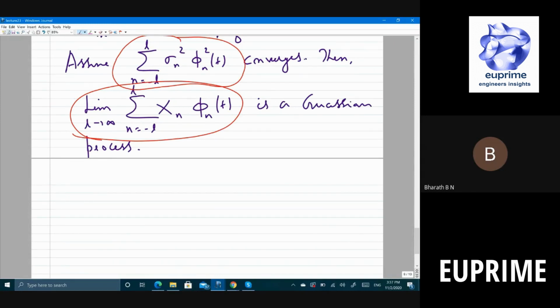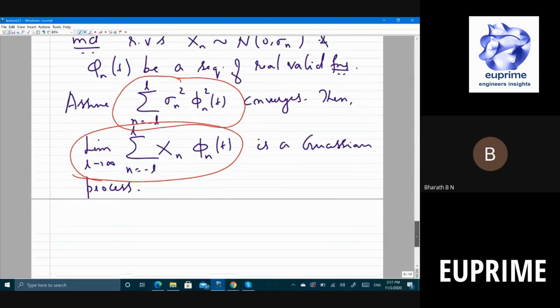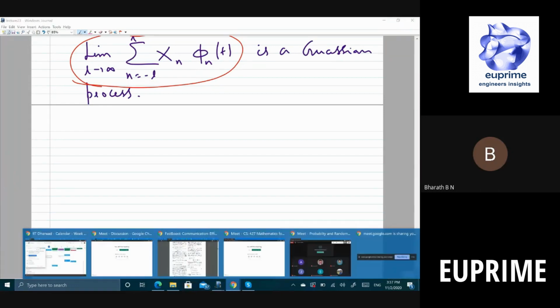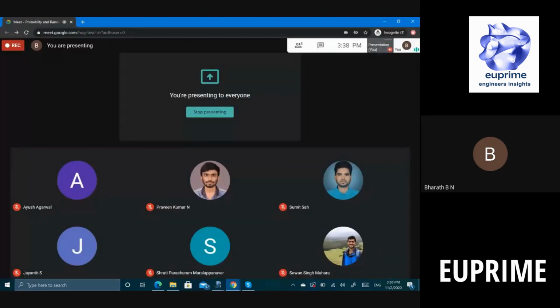Any questions? So if you were to generate a Gaussian process in MATLAB, what do you do? Anyone? So what do you do if you want to construct a Gaussian process in MATLAB? Yes. Praveen, can you tell me?